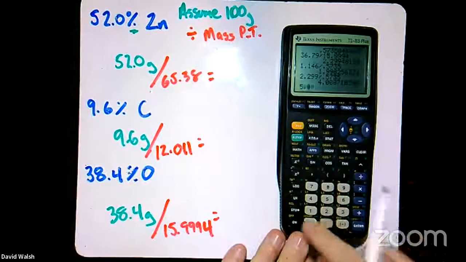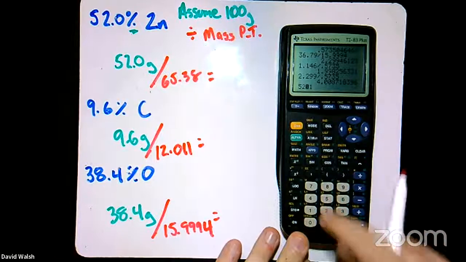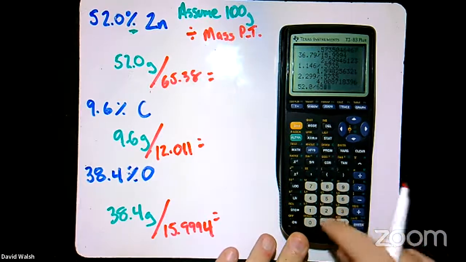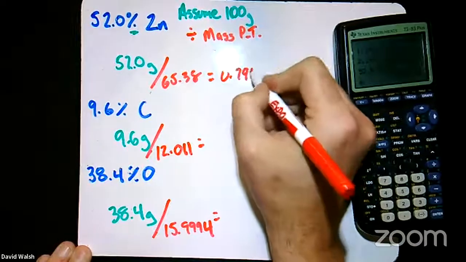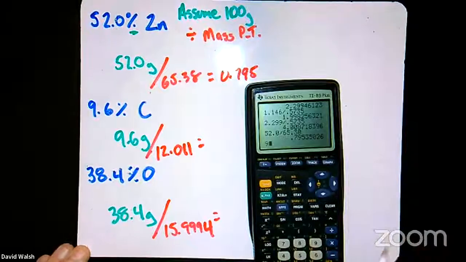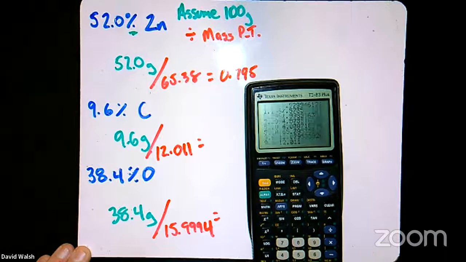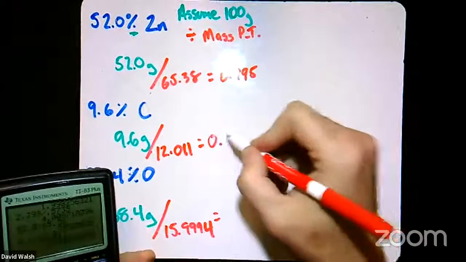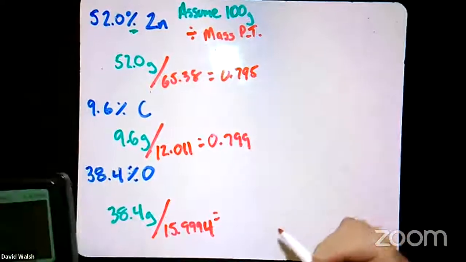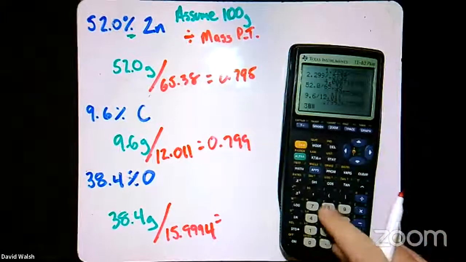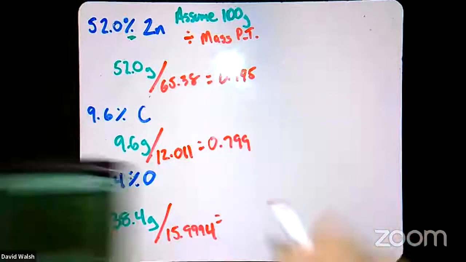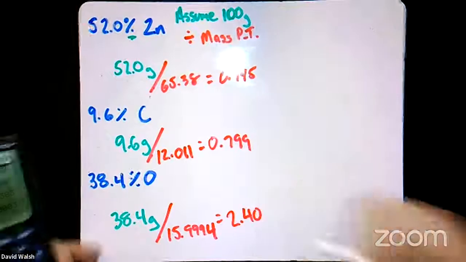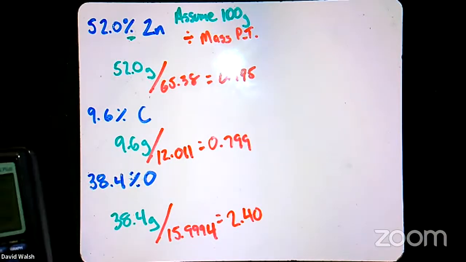Okay, so now let's do some math. 52.0 divided by 65.38. When we do that, we get 0.795. Okay, 9.6 divided by 12.011. We get 0.799. Okay, and 38.4 divided by 15.9994. When we do that, we get 2.40.